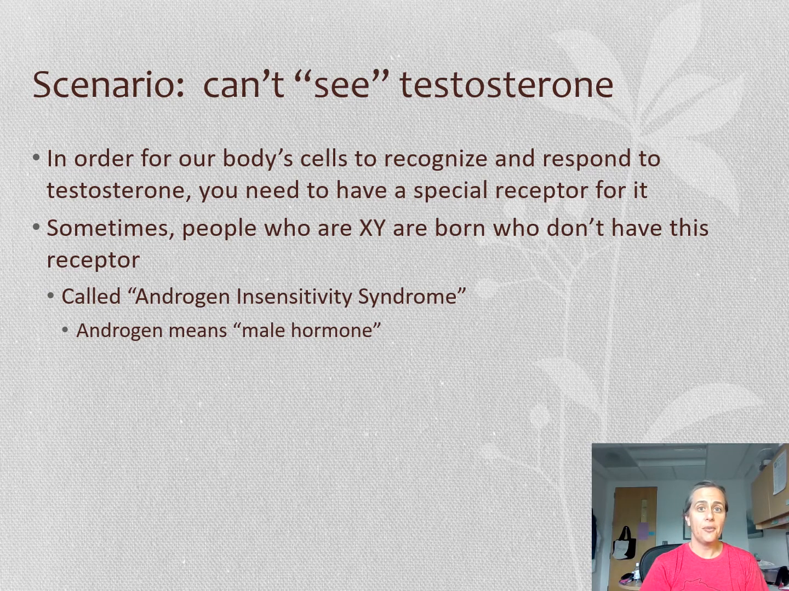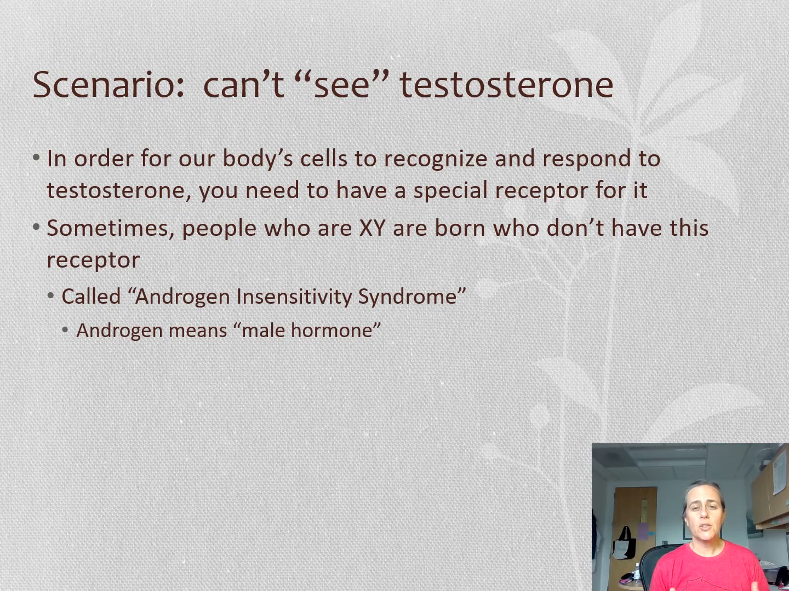Let's look at another scenario. This is one where you can't see testosterone. So we haven't talked a lot about hormones and how they work yet, but one of the things that's important about them is that in order for your body's cells to see them and recognize and respond to them, those cells have to have a specialized receptor just for that hormone. And sometimes there are people who have XY chromosomes who don't happen to have testosterone receptors. So this is called Androgen Insensitivity Syndrome, because the word androgen just means male hormone.